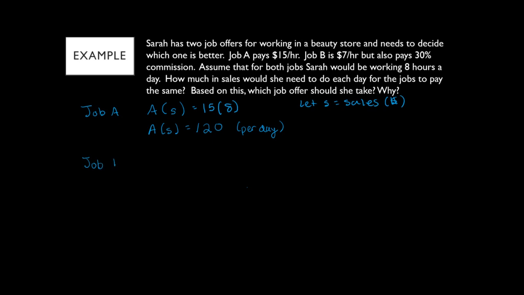Now job B does depend on sales. So we're going to call that B of S. And you get paid $7 an hour. We're going to be working for 8 hours. So we'll just multiply that by 8.